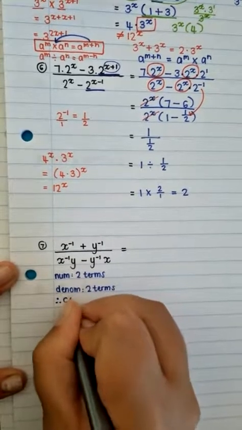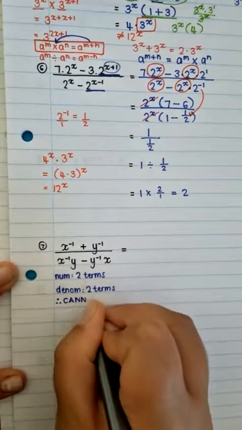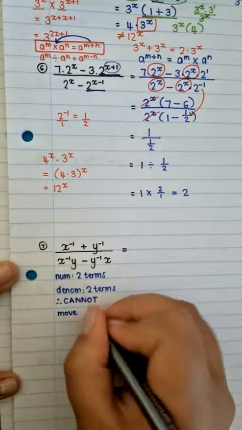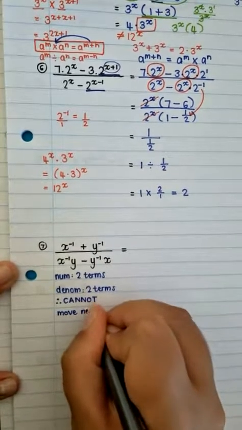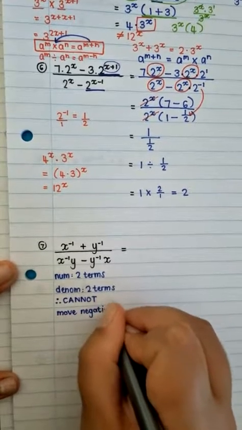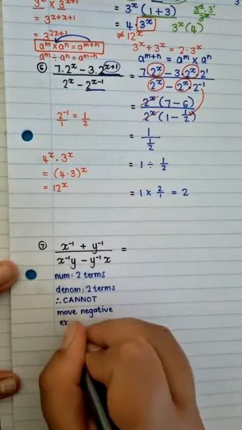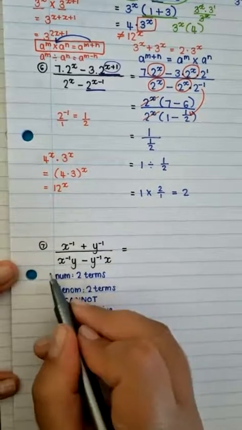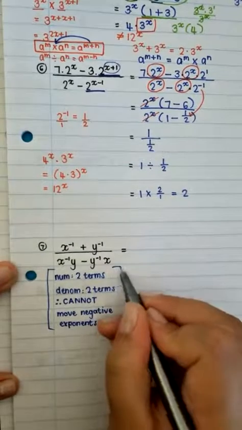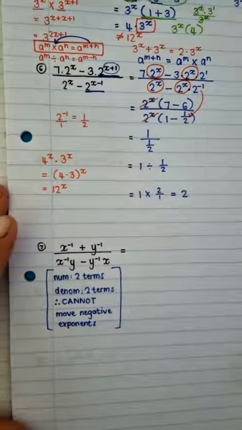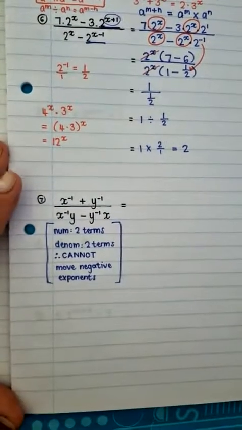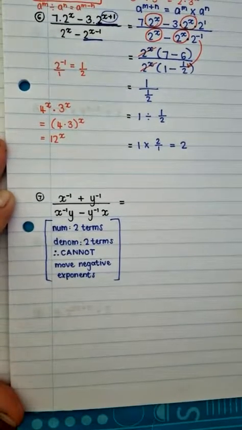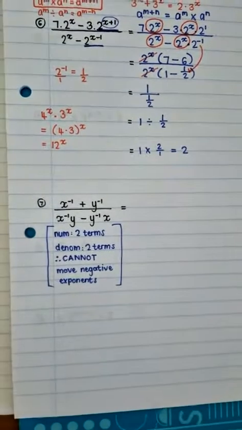Therefore, cannot move negative exponents. Okay, maybe put brackets around that, highlight that. That is very important. Just move it up a bit. Okay, please write that down.